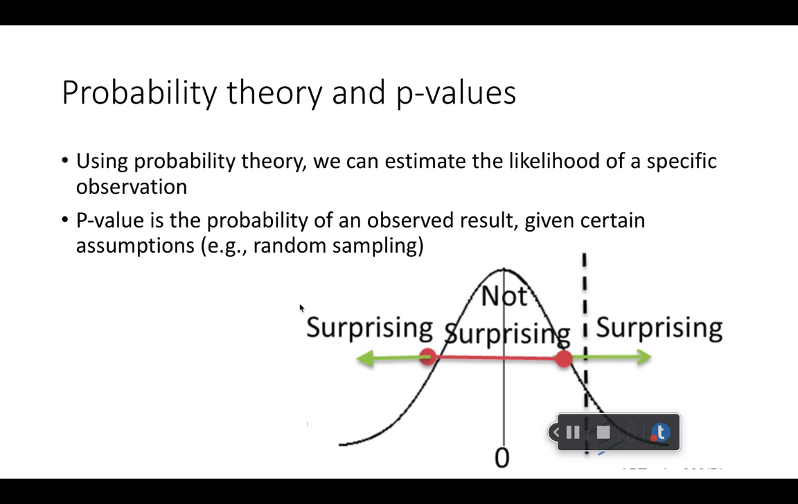So thinking about probability theory and p-values, we use probability theory to estimate the likelihood of a specific observation, and this gets us to p-values. The p-value is the probability of an observed result given certain assumptions like random sampling. So if we find a result that's likely to be in the middle of a distribution, that's not surprising. Finding something that's extreme, either positive or negative, is surprising, and the probability that we will find a result like that is very low.